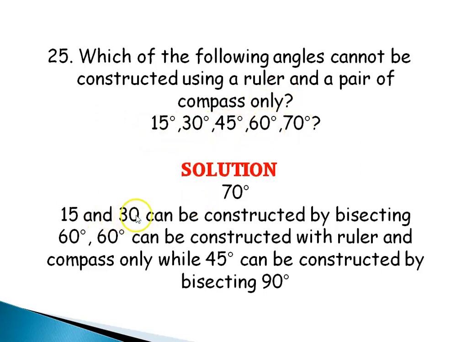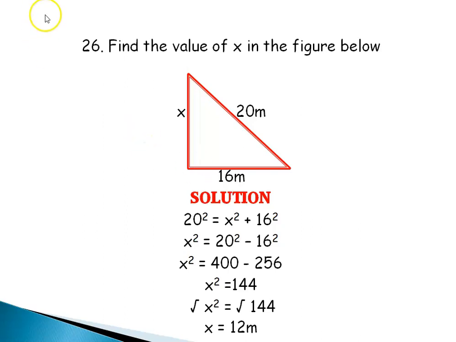Alright, now 15 and 30 can be constructed by bisecting 60 degree, and then you can construct your 60 degree with your ruler and compass only. Your 45 degree, you can construct it by bisecting 90 degree. So 70 degree is the only angle that cannot be constructed using a ruler and a pair of compass alone. You might need your protractor to do this. Okay. Question 26.